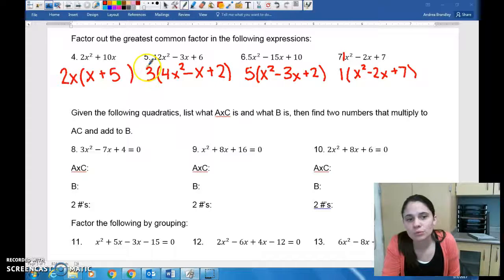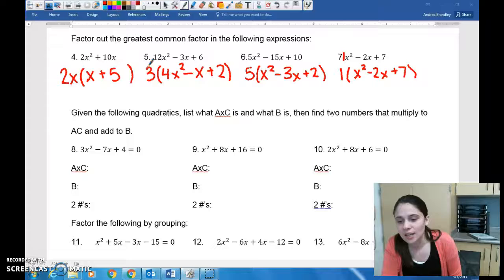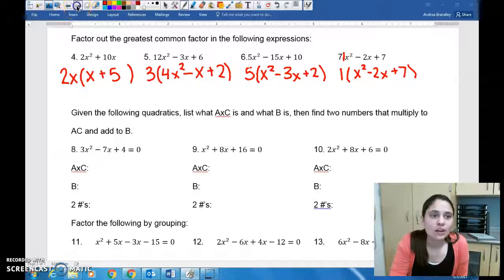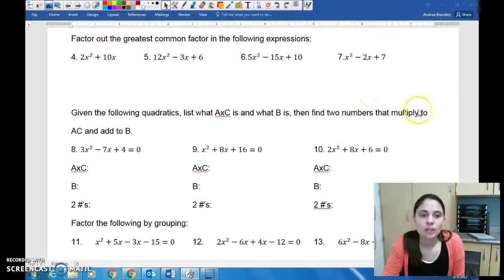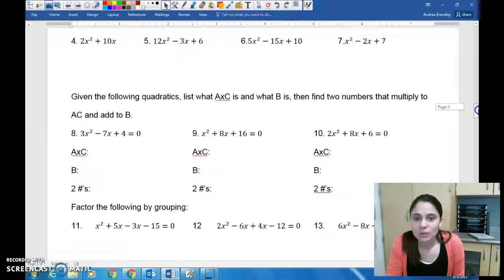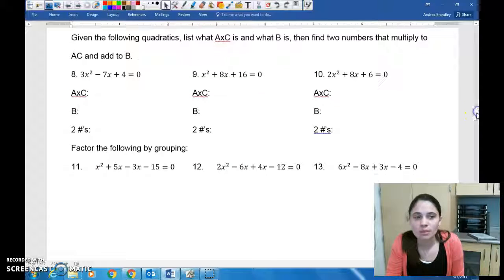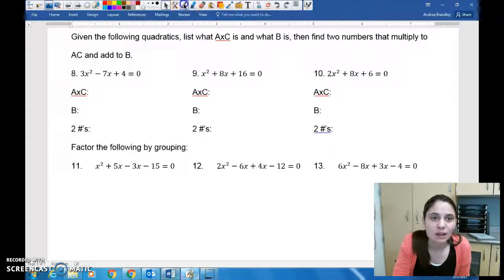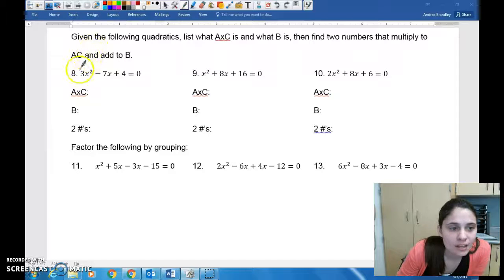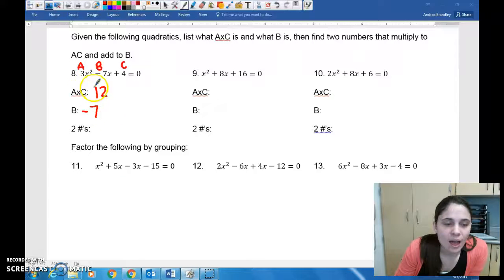So now you should be able to write a quadratic in standard form, state what a, b, and c are, and factor out a greatest common factor. So then our next section asks us to list what a times c is, what b is, and then find two numbers that multiply to ac and add to b. So that sounds probably a little bit more complicated than it is. So I already know from above that this number is my a, this number is my b, this number is my c. So a times c is just 3 times 4, which is 12, and my b is a negative 7.